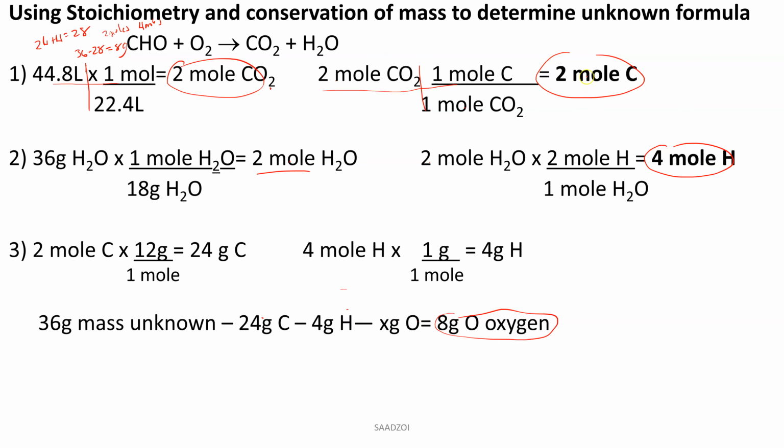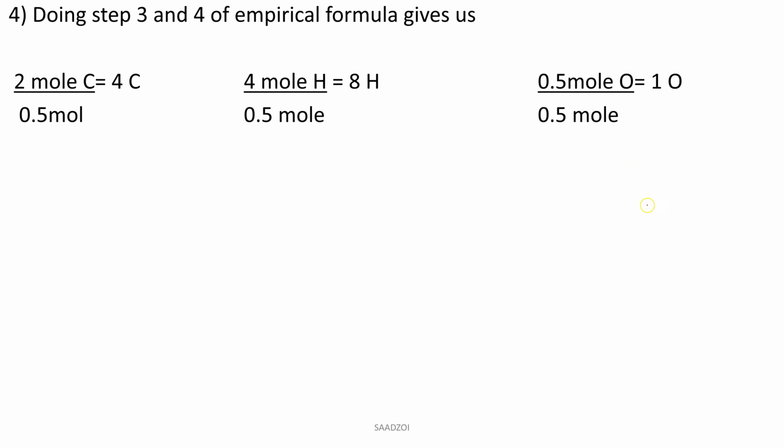Now I could go and do the empirical formula setup from step 3 and beyond and get the identity of this unknown chemical. So 2, 4, and 0.5. This is obviously the smallest one, so I'm going to divide everything by 0.5. So I get 4 moles of carbon, 8 moles of hydrogen, 1 mole of oxygen. So good news is I don't have to multiply by anything because they're all whole numbers. So it'll be what, C4H8O. That's my empirical formula.